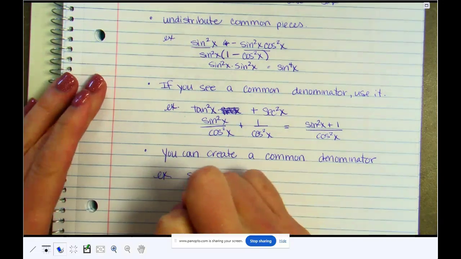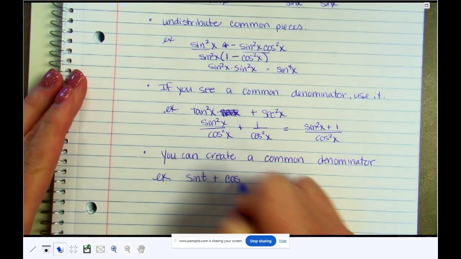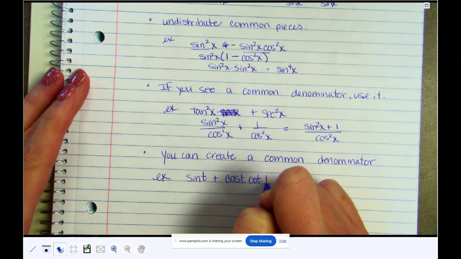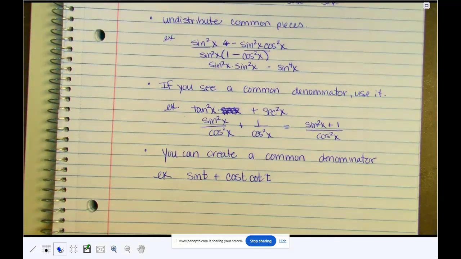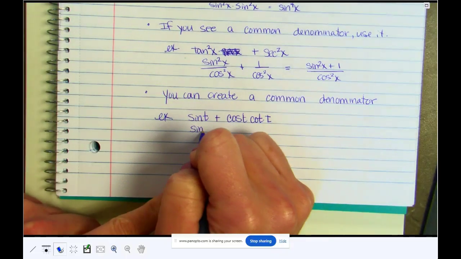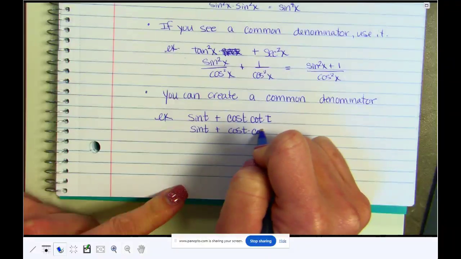So let's say we have sine of t plus cosine of t cotangent of t. Why t? Why pull this out of the book? Why do they use t? I don't know, because it just blends into the cotangents. That's stupid. Okay, so sine is already sine. Cosine is already cosine. The only thing I can do is change cotangent. Cotangent is cosine over sine.